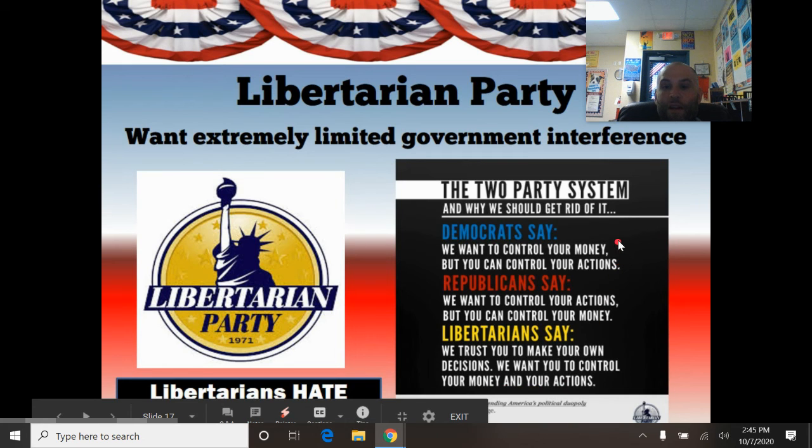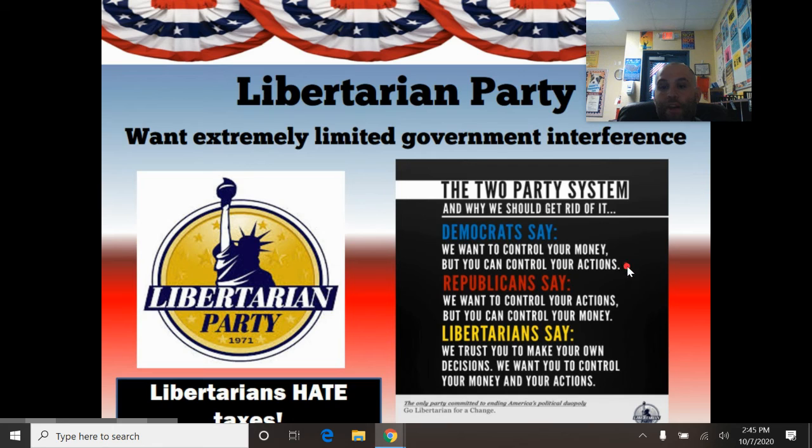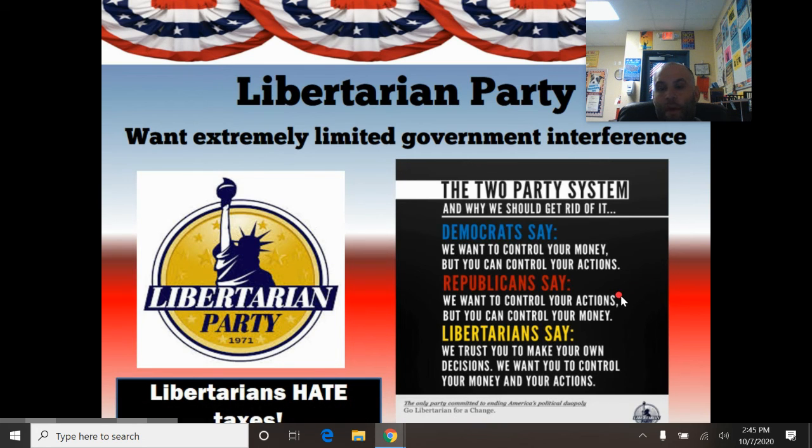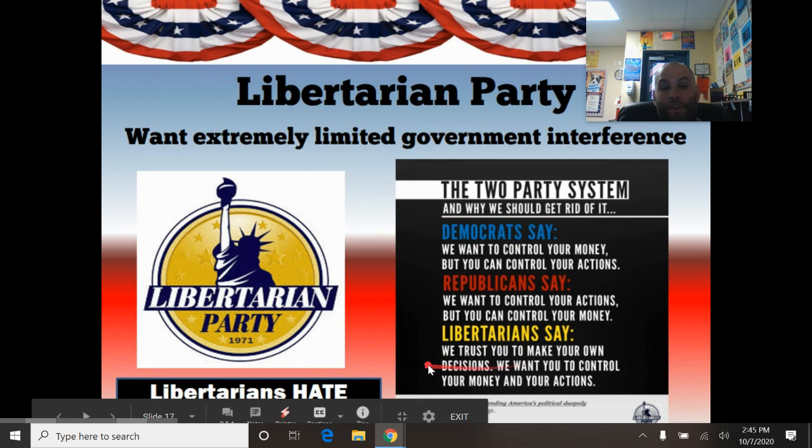What this means is Democrats want to control your money because they want higher taxes, but you can control your actions, more social freedom. Republicans, we want to control your actions, tell you what you could do with your body or what activities you can do, but you can control your money because they're for lower taxes. Libertarians are for less everything.